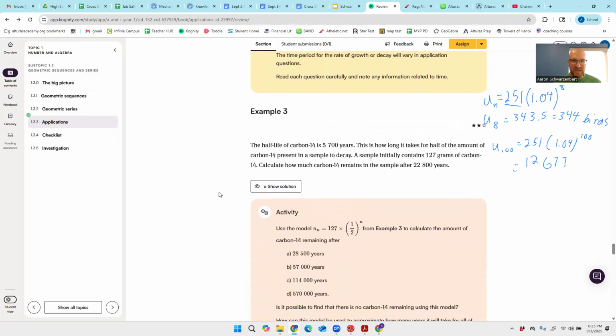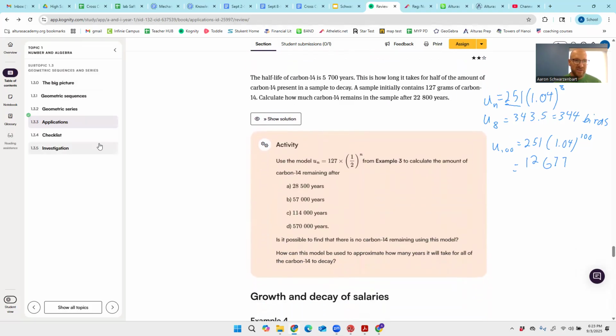Growth and decay in chemistry. The half-life. Half-life problems are important to have a kind of a clue of. The half-life of carbon-14 is 5,700 years. That's how long it takes for half the amount of carbon-14 present in a sample to decay. A sample initially contains 127 grams of carbon-14. How much will be left after 22,800 years?